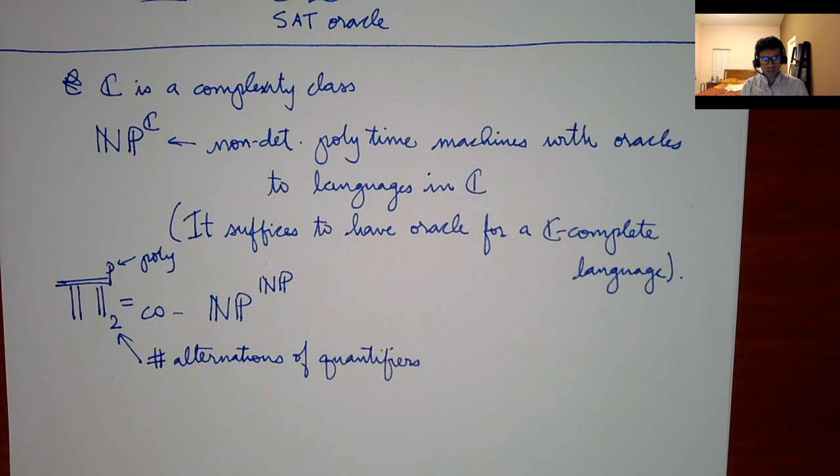Any questions at this point? Now, this is quite a bit. There are lots of new definitions here, so please ask me questions to clarify your understanding. What does NP to the NP mean? What does co-NP to the NP mean? What does NP to the C mean? So on and so forth.